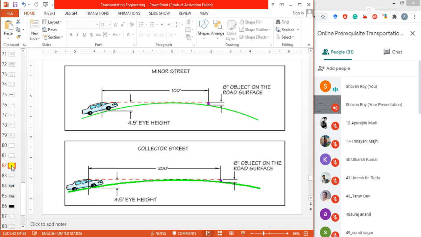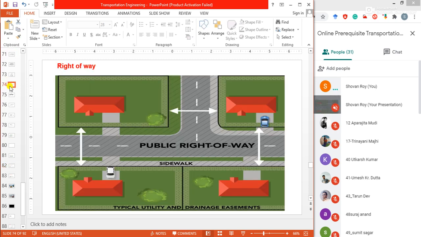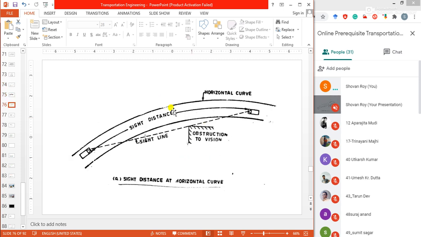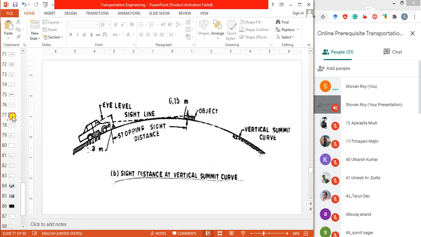The features of the road ahead which affect the sight distance are the horizontal alignment and vertical profile. So in stopping sight distance, a horizontal curve may be there or a vertical summit curve may be there. Same here, the things are shown: the eye level of the driver and also the height of the object. By indicating this arrow, they are showing that the height of the object is important, and the eye level of the driver is also important.